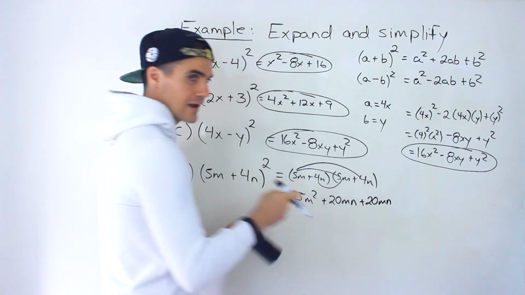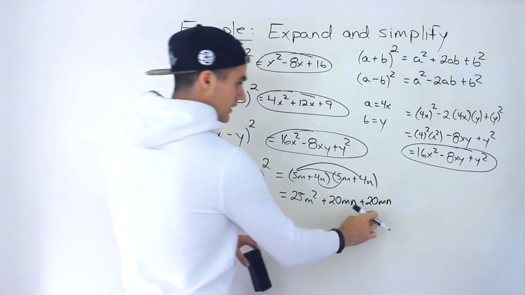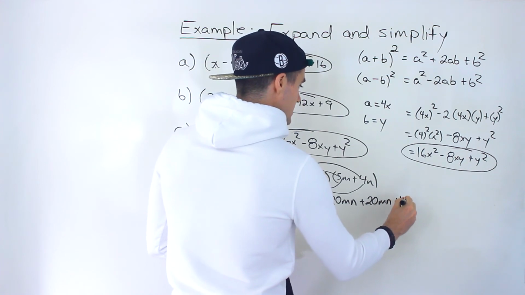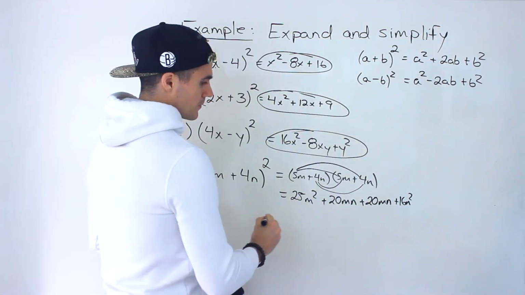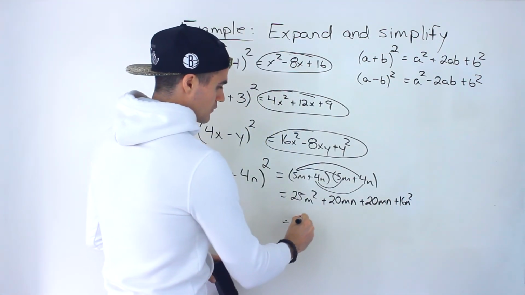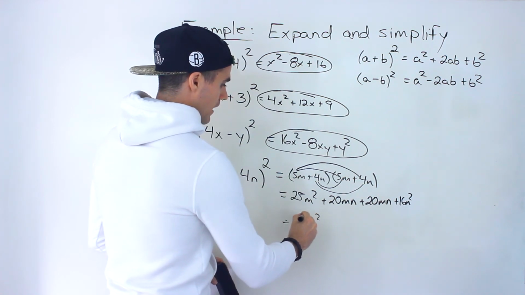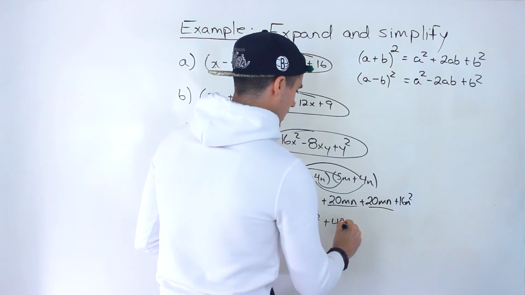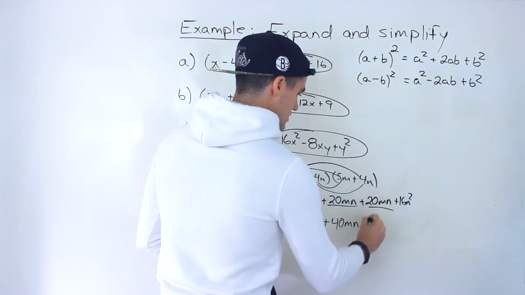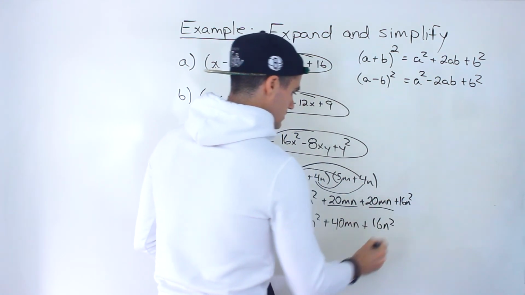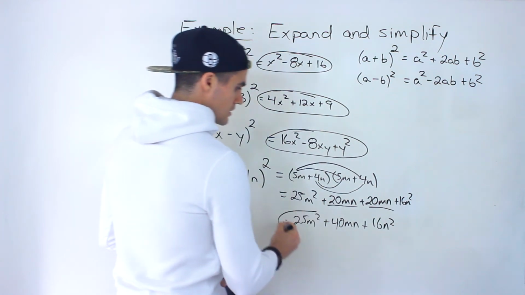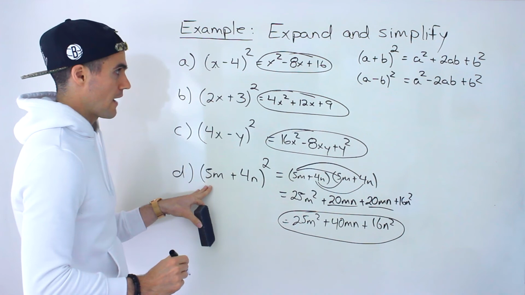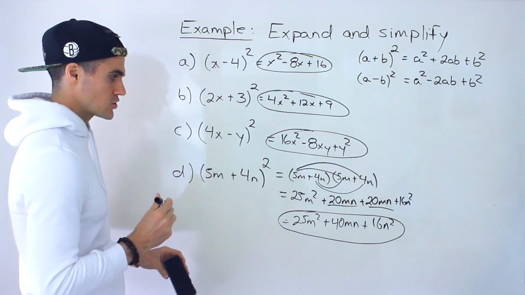Remember to put everything in alphabetical order so you could spot the like terms easier. Then 4n times 4n would give us 16n squared. And so from here, simplifying this, we'll have 25m squared. These two are like terms, so that would be 40mn plus the 16n squared, like that. So this right here ends up being the final answer to that expanded expression.